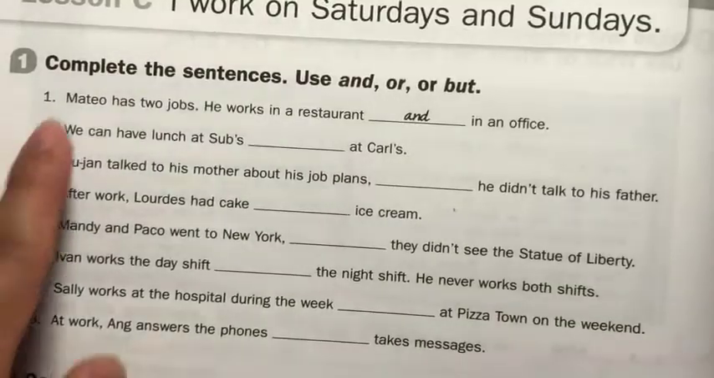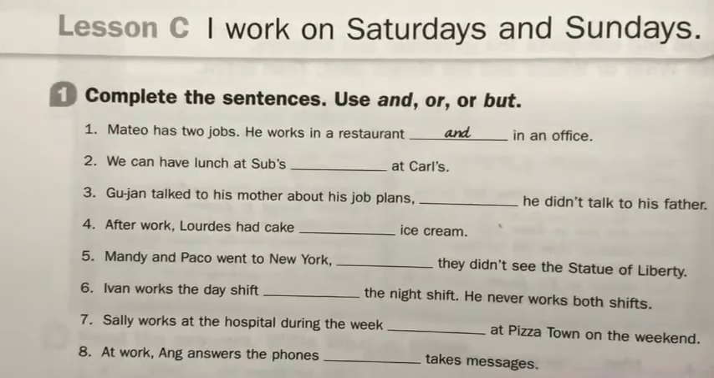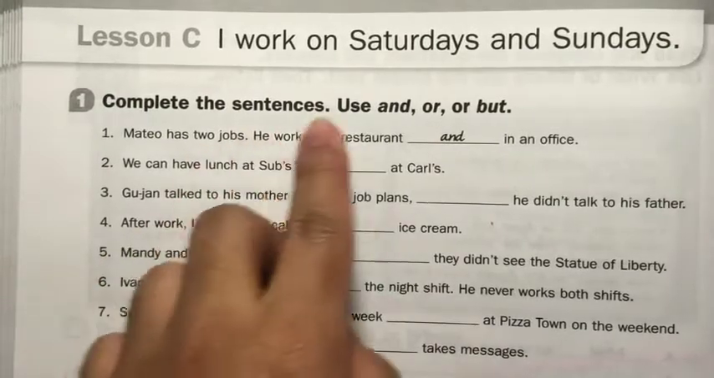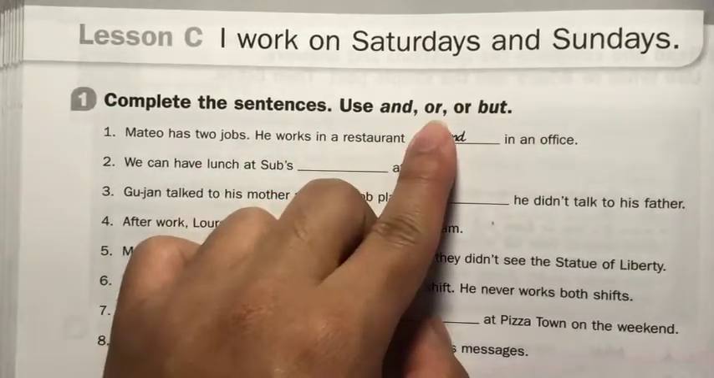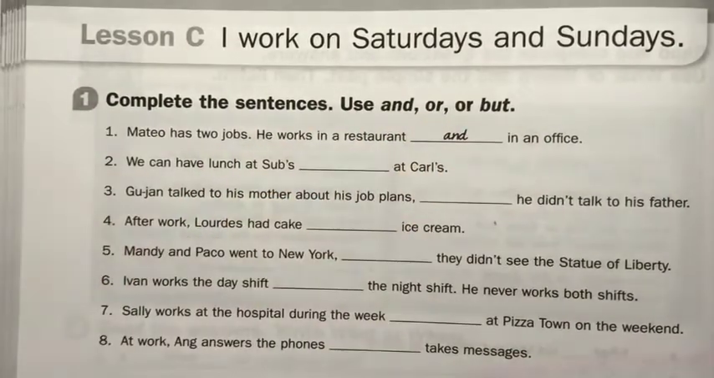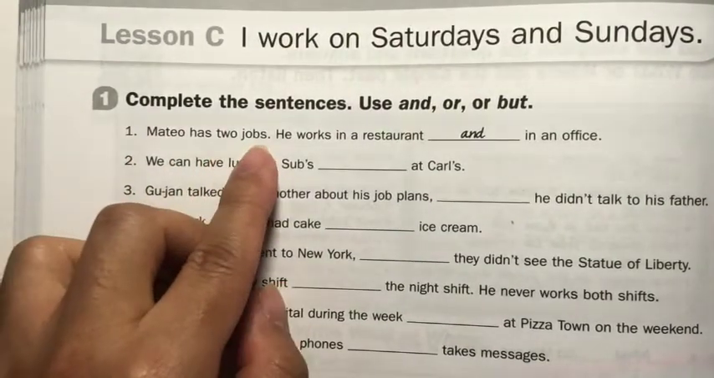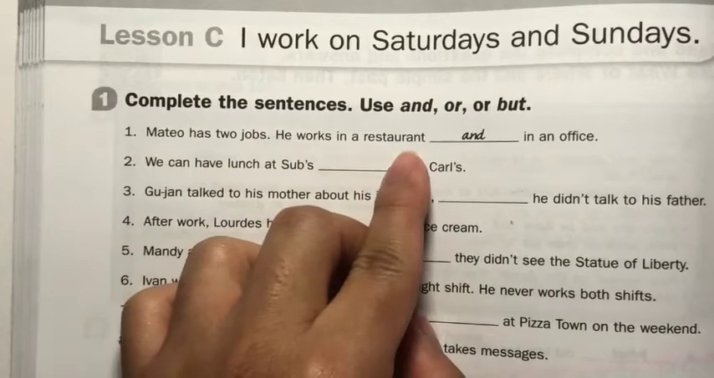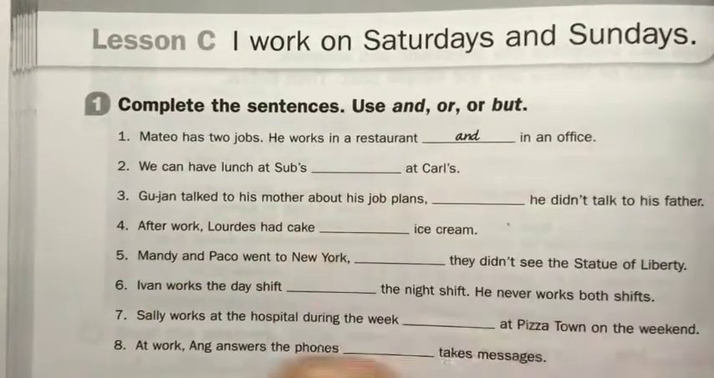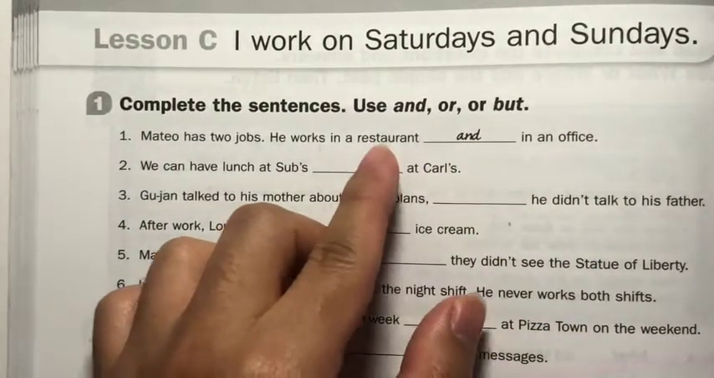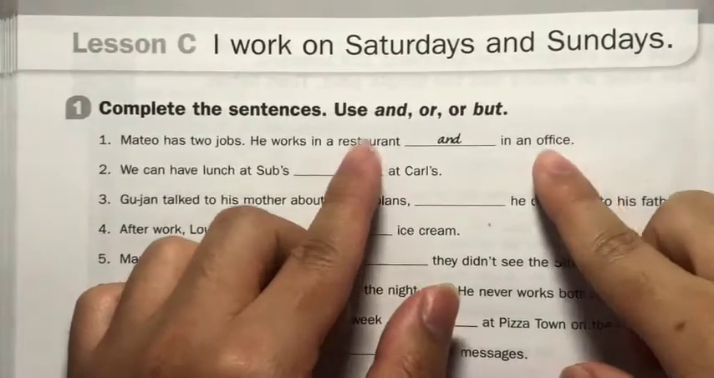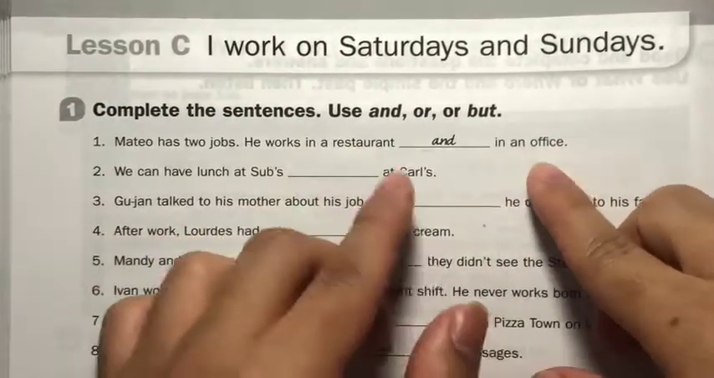Page 94, I want to do this part with you. At the top, complete the sentences, use and, or but, okay? Number 1, Mateo has 2 jobs. He works in a restaurant and in an office, okay? So he has 2 jobs. One job is at the restaurant and one job is at the office. So we say and.